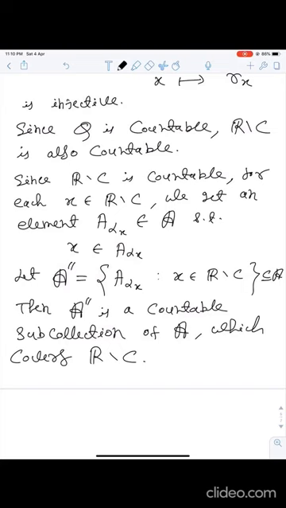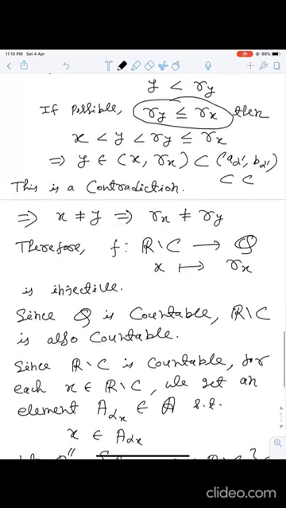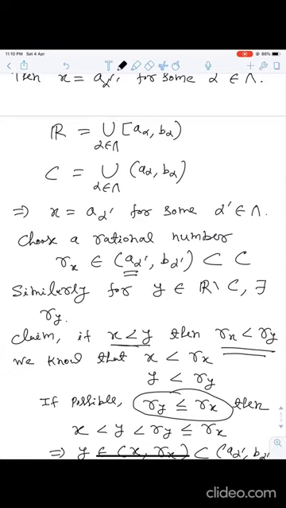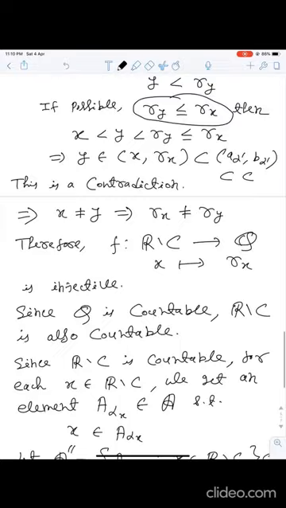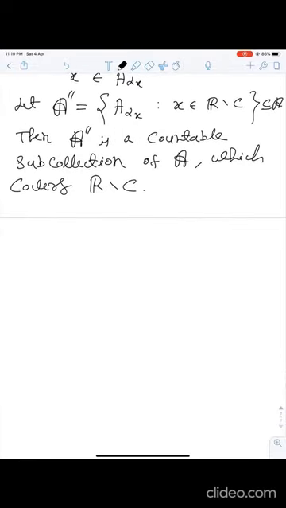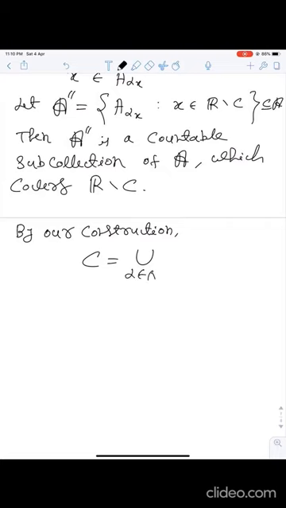Now we can tackle C. So what is my C? Again go back to the formal definition. So this was my C, the union of these open intervals. By our construction, C equals the union of these (A alpha, B alpha), which is just a union of open intervals in R. Now this is a subset of R.